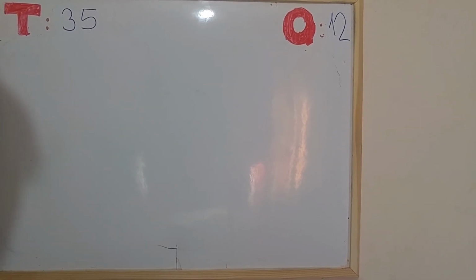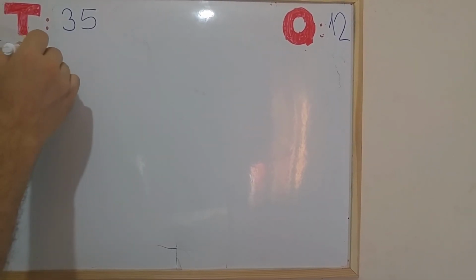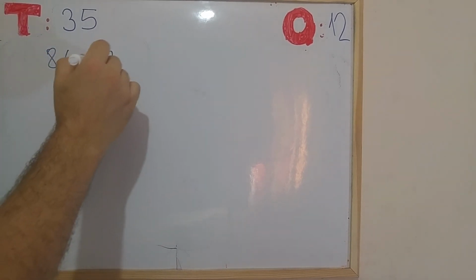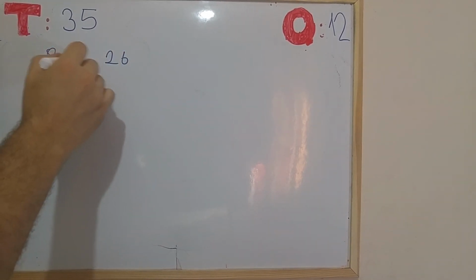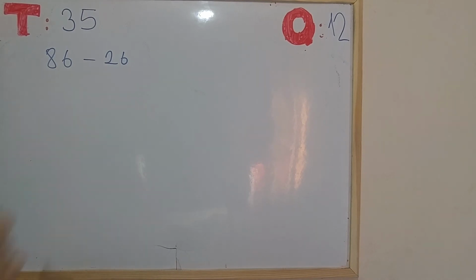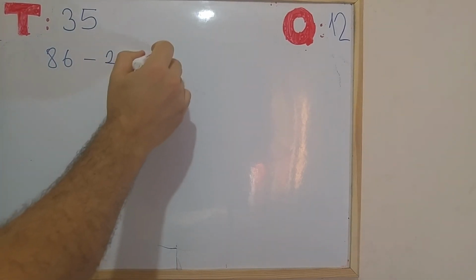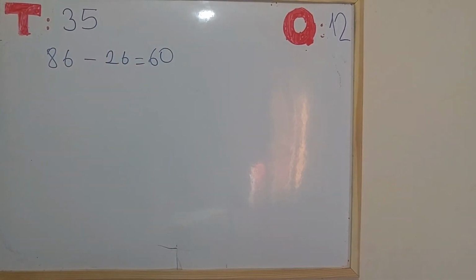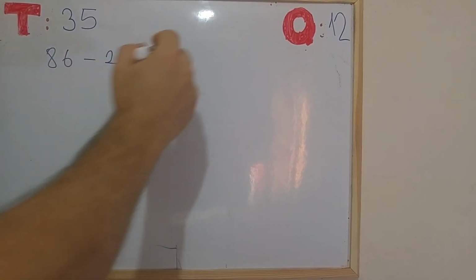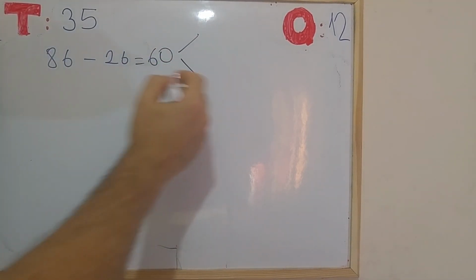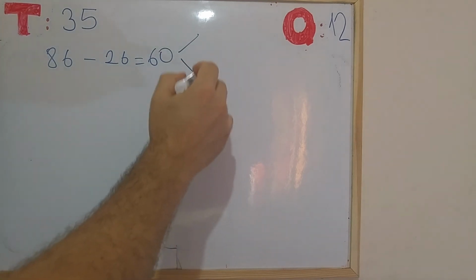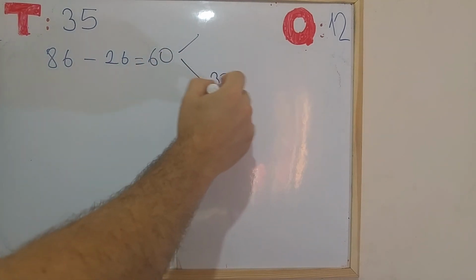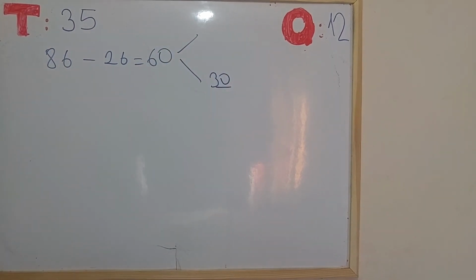The numbers between 86 and 26: we have to subtract from each other. Therefore, we have 60 numbers between 86 and 26. Half of them are odd and the other half are even. So when I divide this by 2, I'm going to reach the number 30 as the answer to this question.